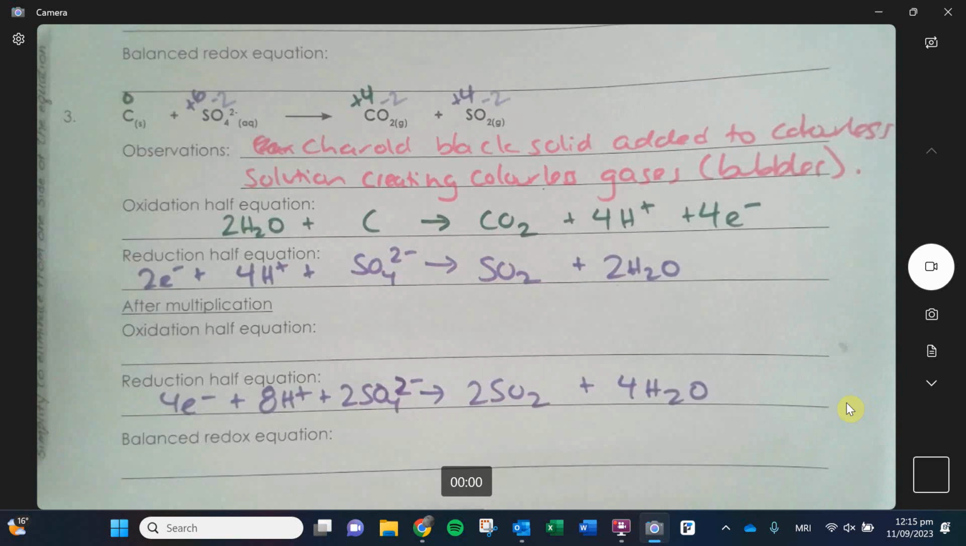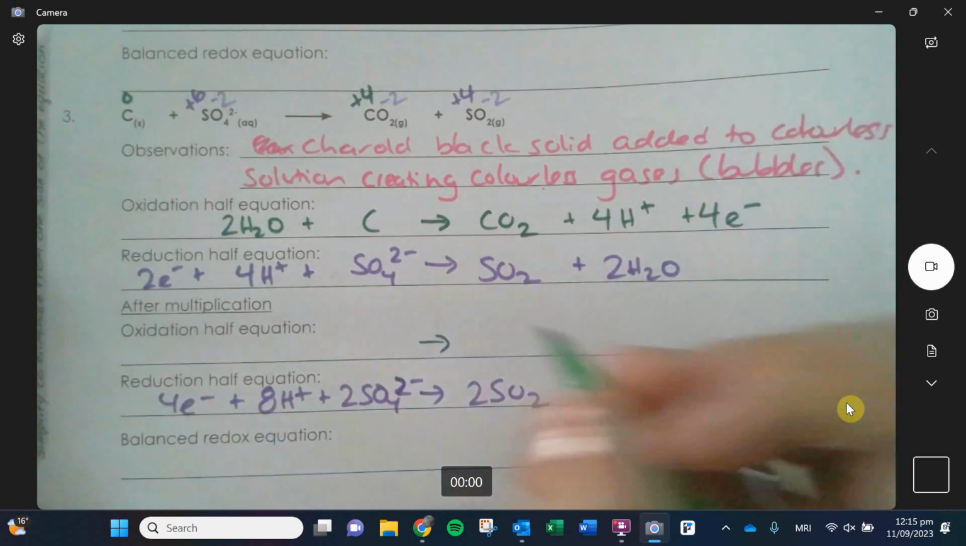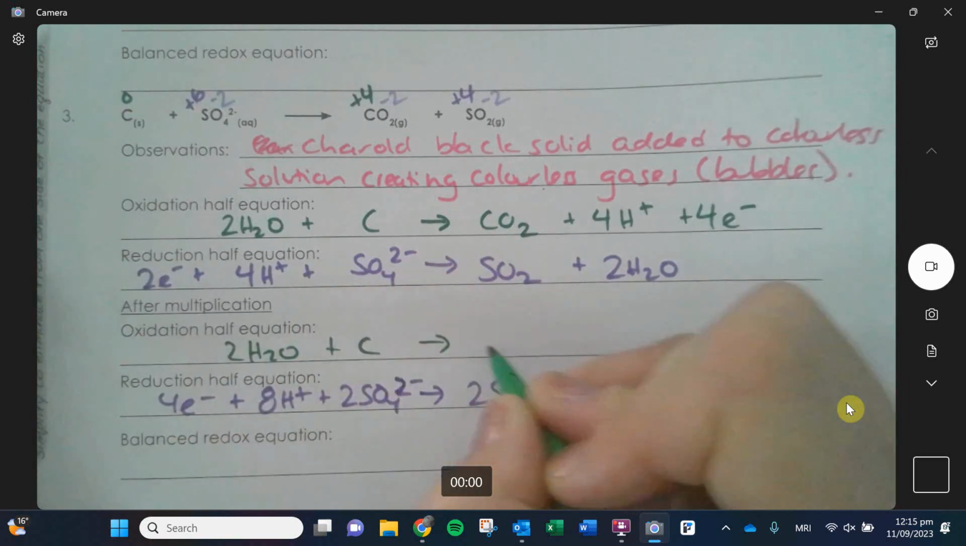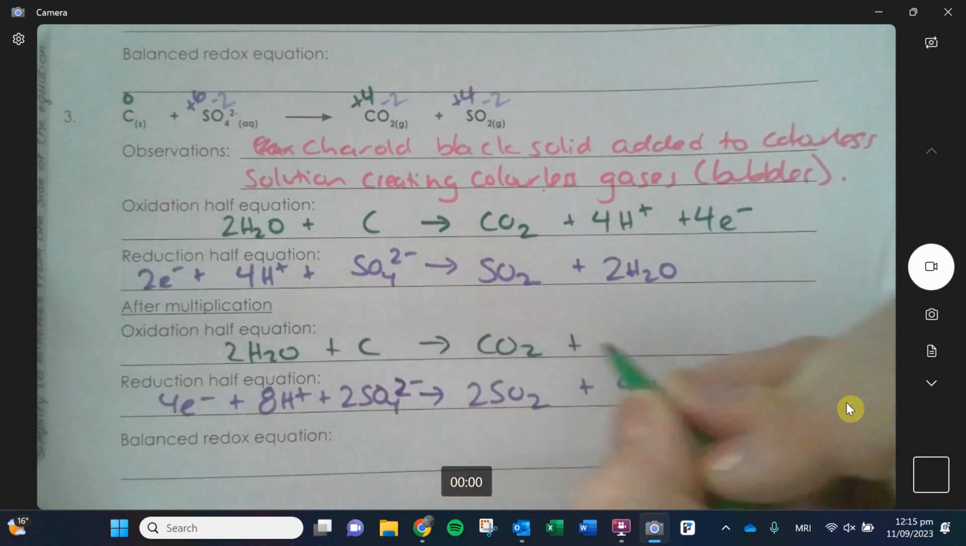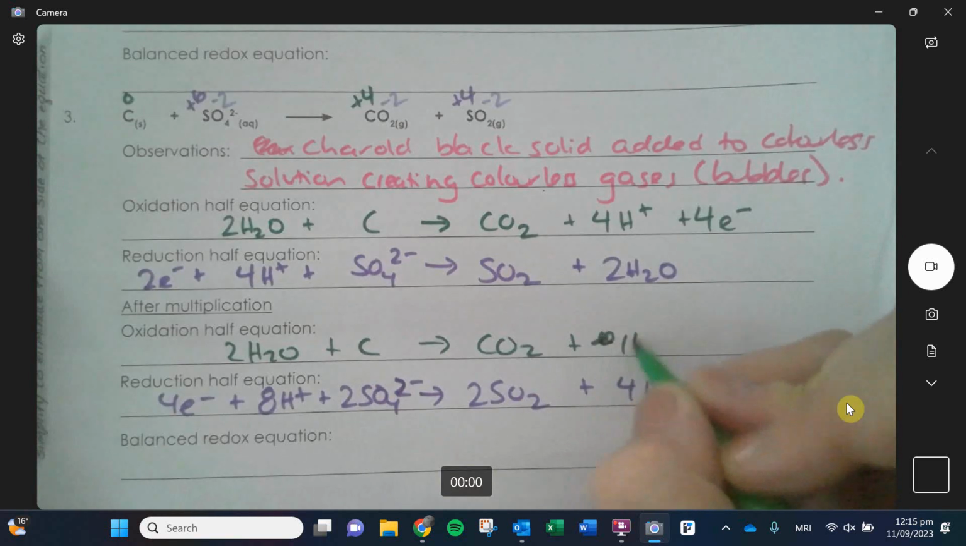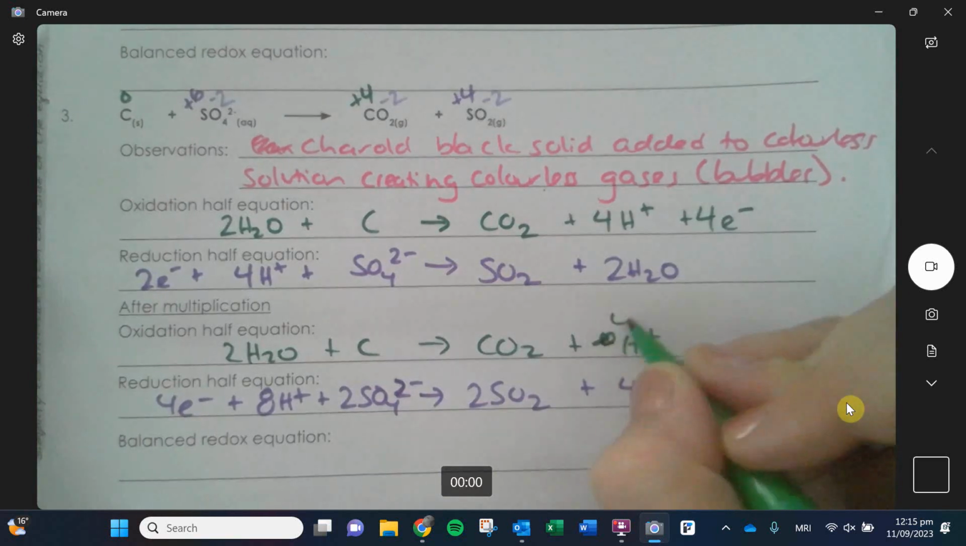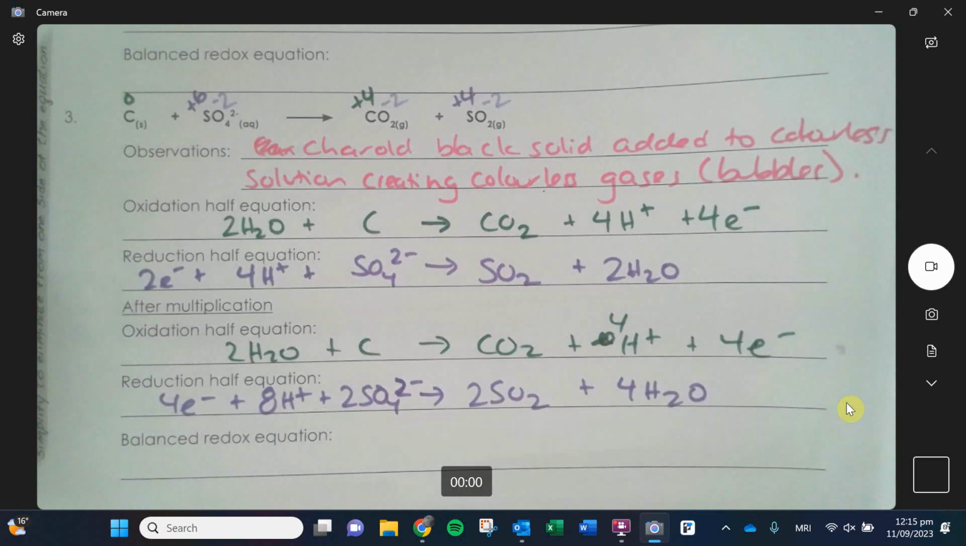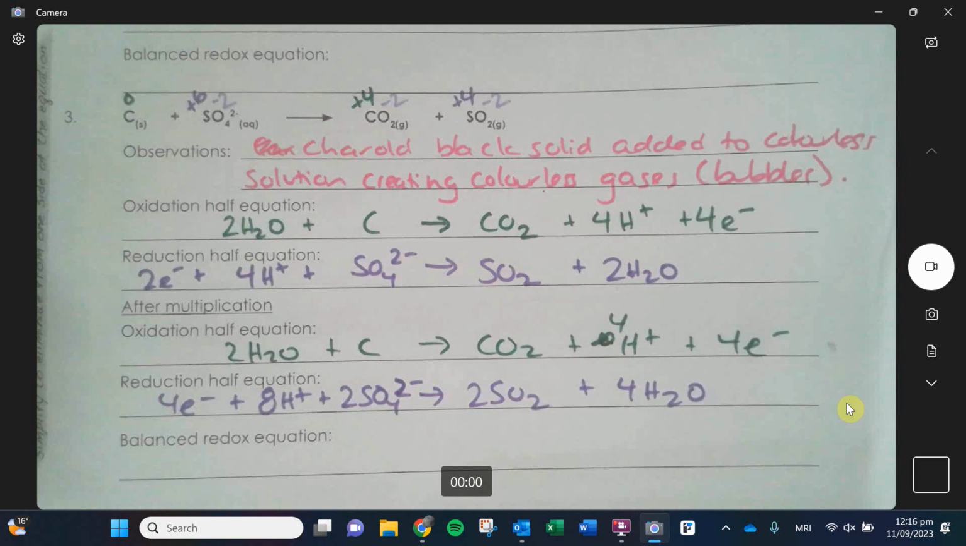I don't do anything to my top equation because my top equation was fine. So I have H2O, 2 of them, plus carbon, CO2, plus 4 hydrogens. There should be 4 there, plus 4 electrons. Are we okay with how I got to that point? Right, now I gotta put it together.